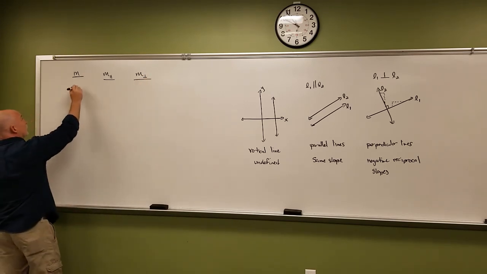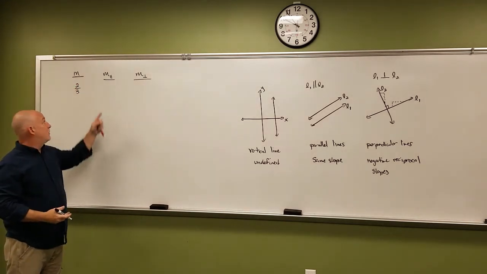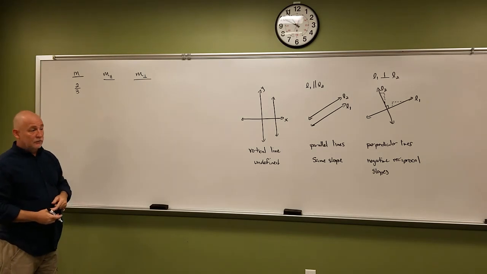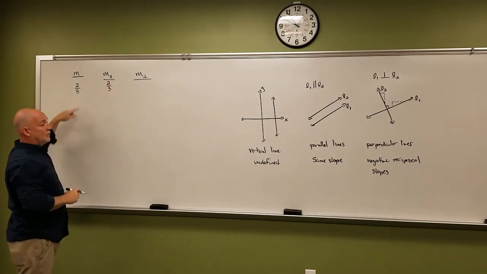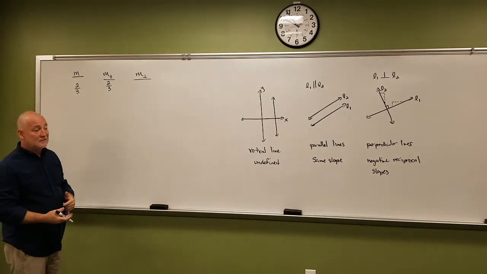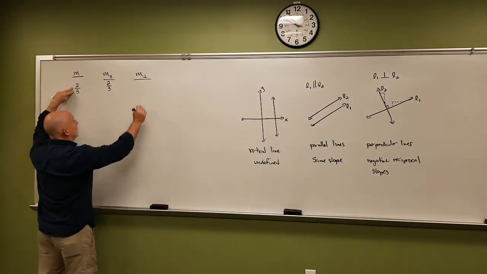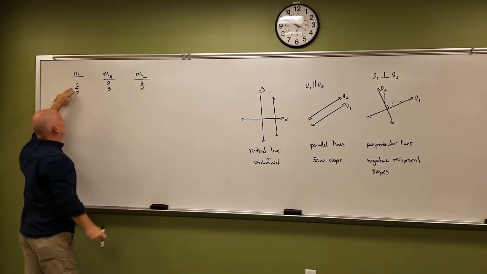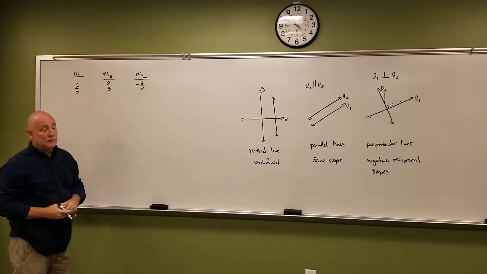So I'm going to give you a slope, say 2/3. And then I'm going to ask you what is the parallel slope and what is the perpendicular slope, right? So parallel has the same slope, so that's 2/3. Perpendicular is the negative reciprocal. Now the easiest way to think about that is just flip it over and change the sign. So if I flip over 2/3, I get 3/2. This one's positive, which means this one has to be negative.